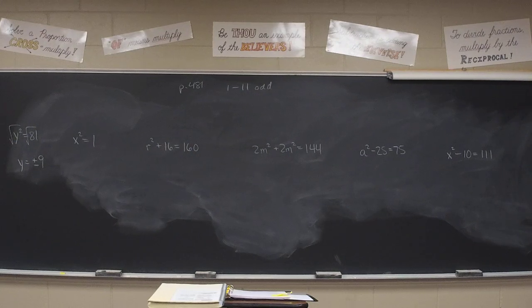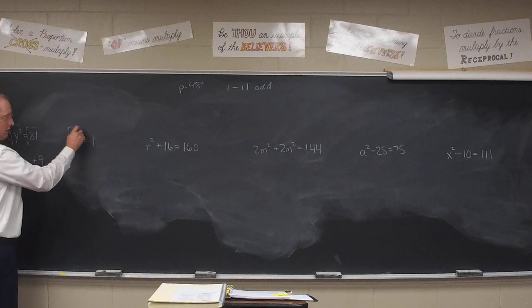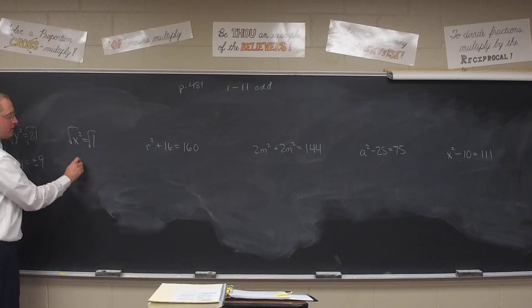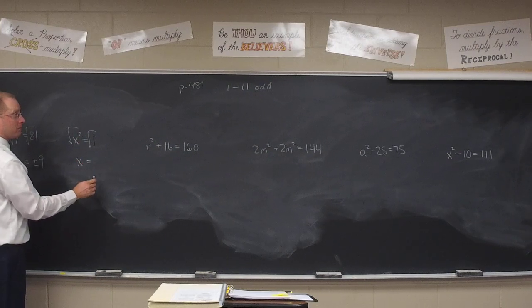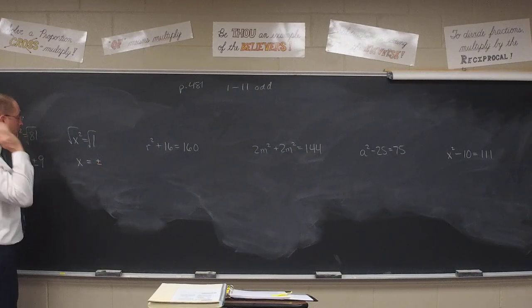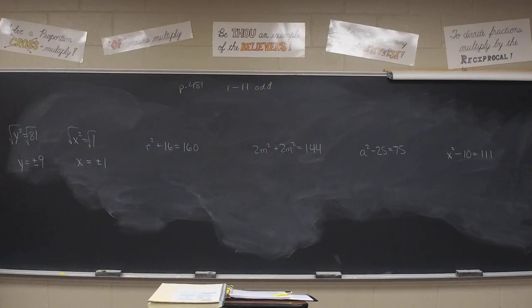Look at the next one. Bryson, what do I have to do? Square root on both sides. There we go. To get x equals positive and negative 1, because sure enough, 1 times 1 is 1.